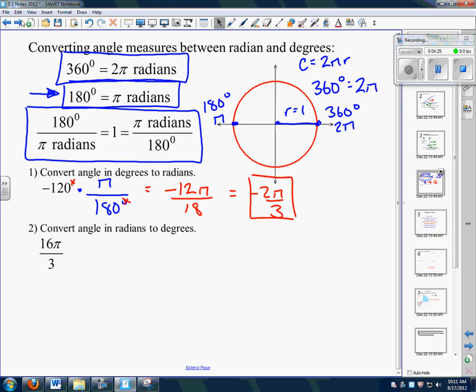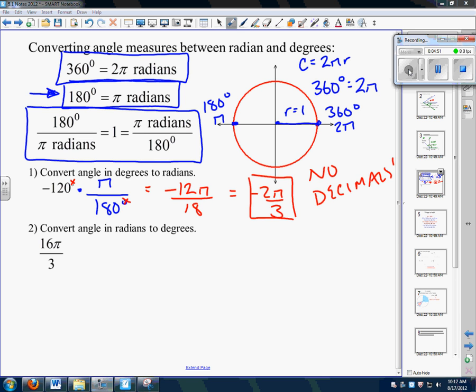So eventually we'll get to a point where you guys need to be able to know, pretty much off the top of your head, negative 120 is negative 2 pi over 3. Okay, we want to leave it like that. We don't want any decimals. The only time we'll take decimals is when it's not one of our special values and 120 falls in there.